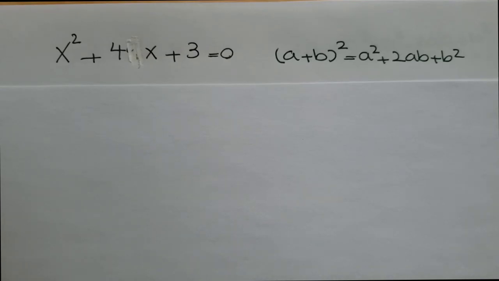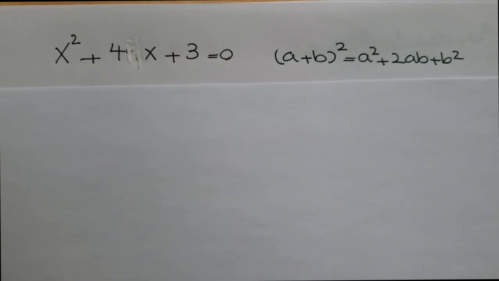Okay, let's continue this video with another example. Here we have x squared plus 4x plus 3 equals 0, and you are specifically asked to solve this quadratic equation by completing the square. I know you might be able to use factorization or even the quadratic formula, but you are asked specifically to use the method of completing the square.